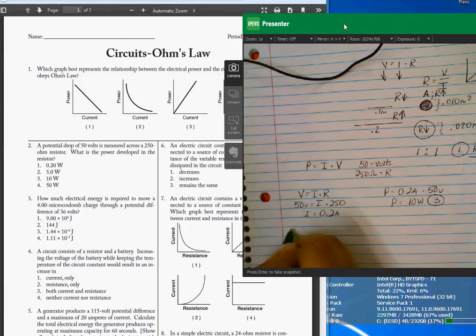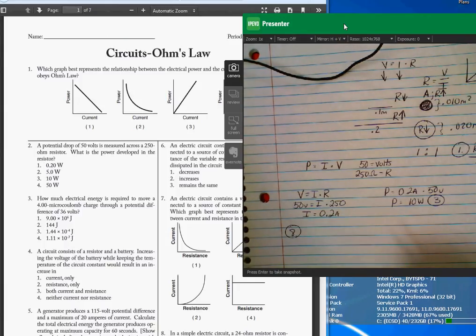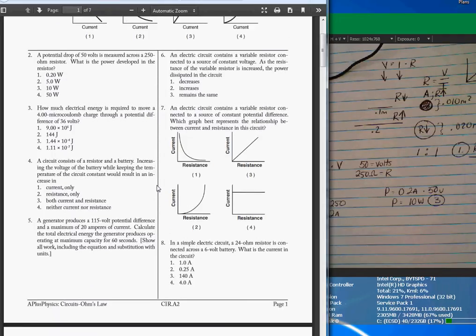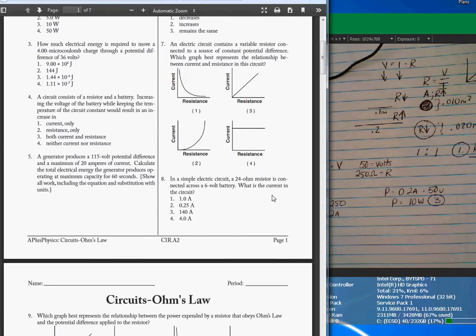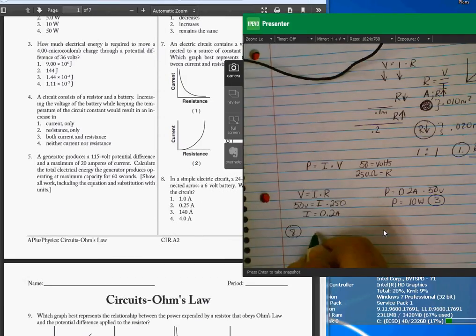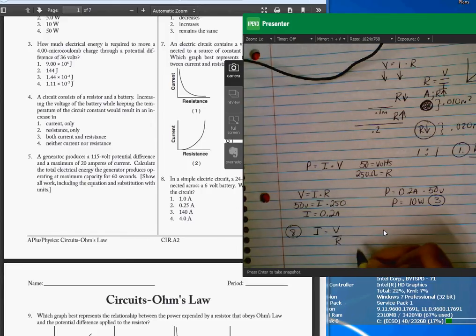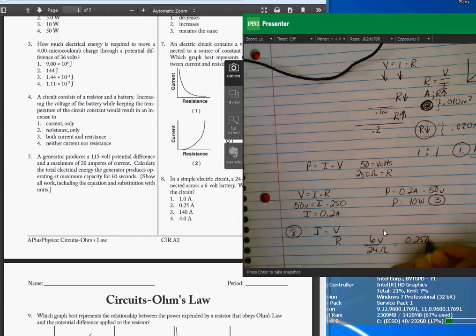Okay, question number 8. In the simple electric circuit, a 24 ohm resistor is connected across a 6-volt battery. What is the current? So again, I equals V divided by R when I rearrange it. So 6 volts divided by the resistance, which is 24 ohms, and you get 0.25 amps.